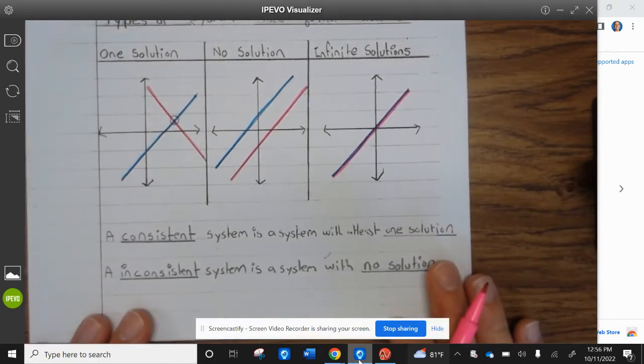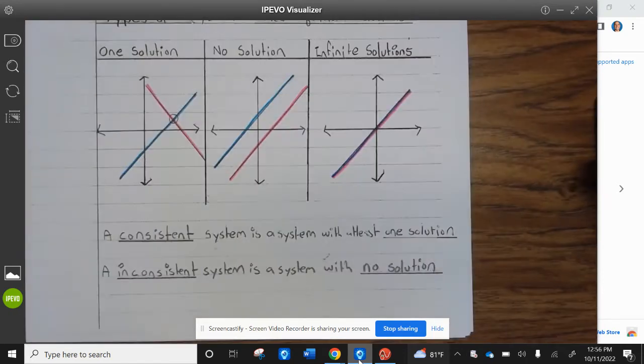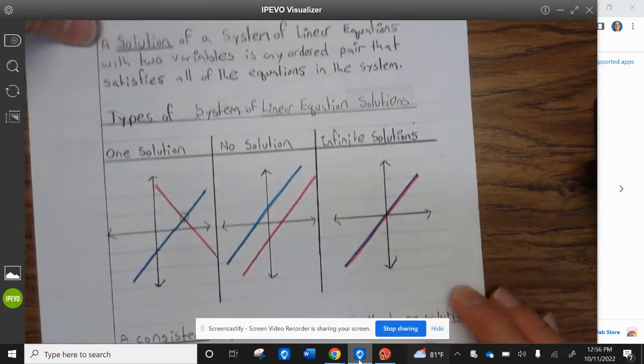Okay? A consistent system is a system with at least one solution. An inconsistent system is a system with no solution. All right, let's take a look at the next page.